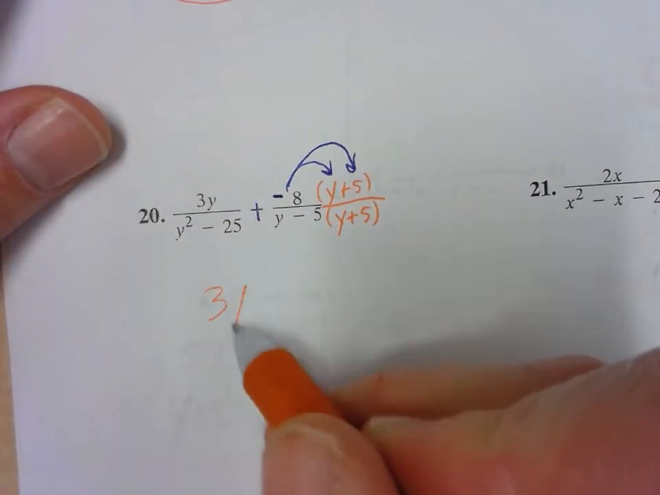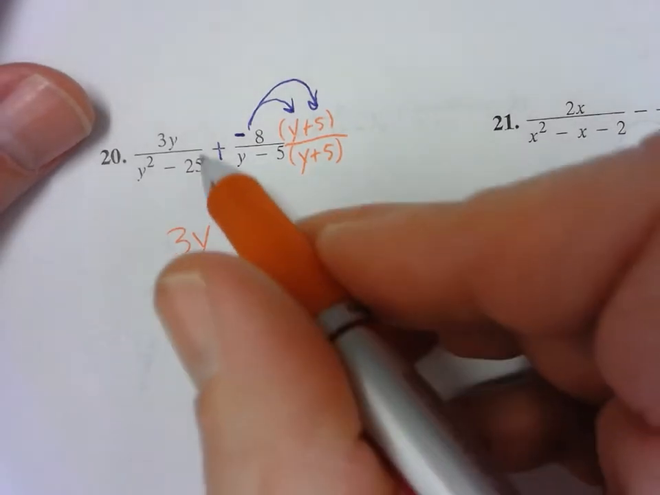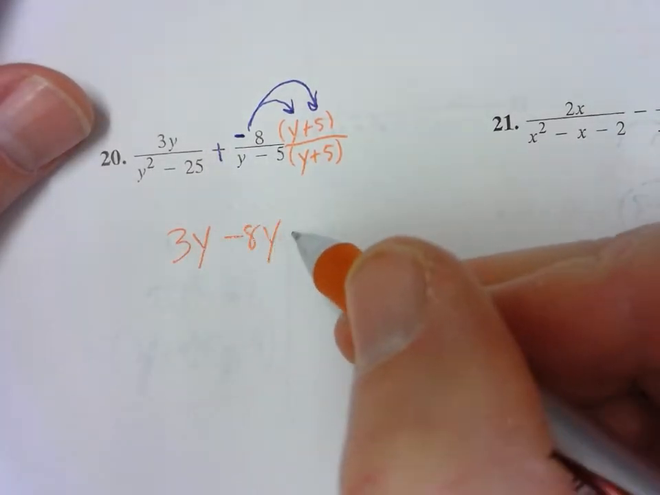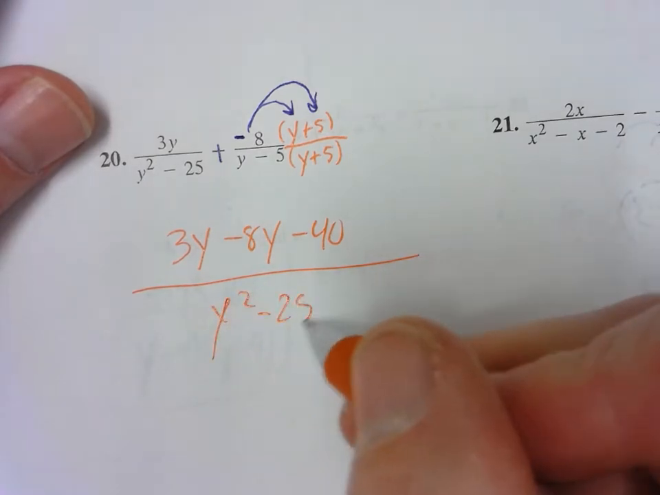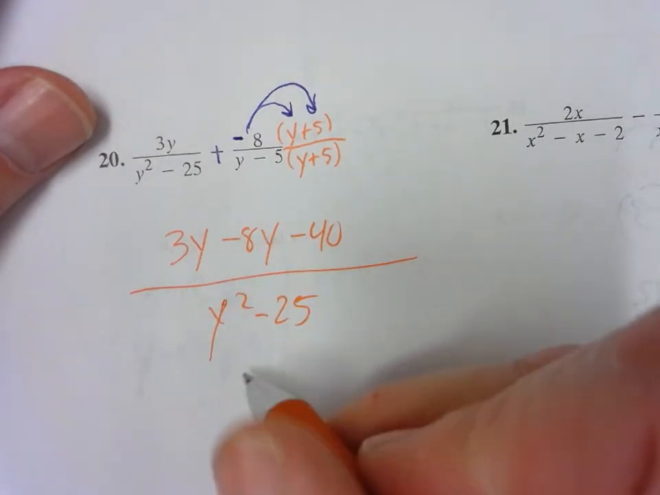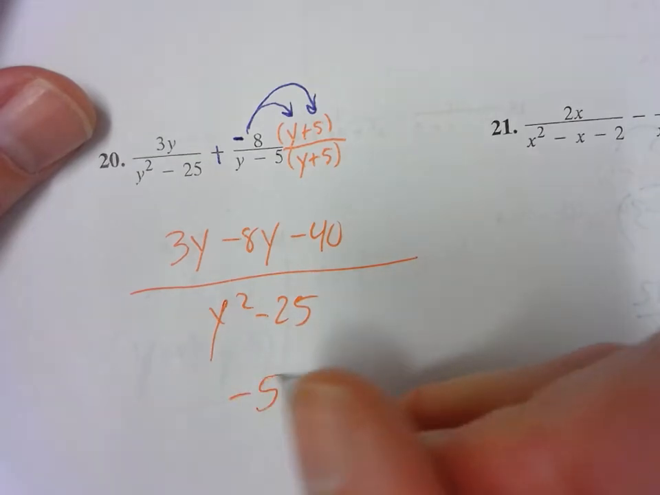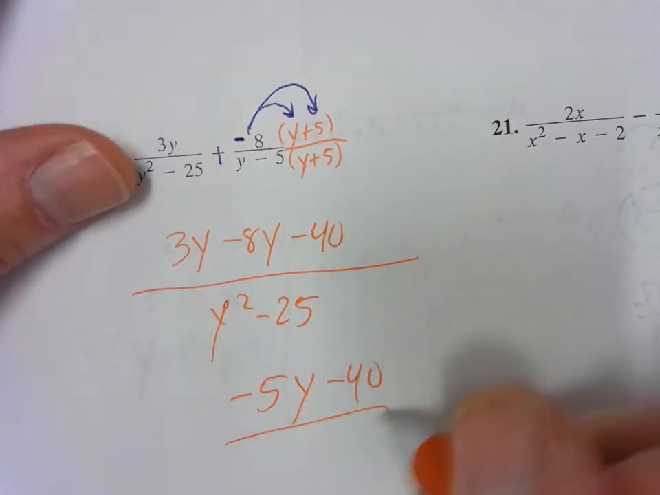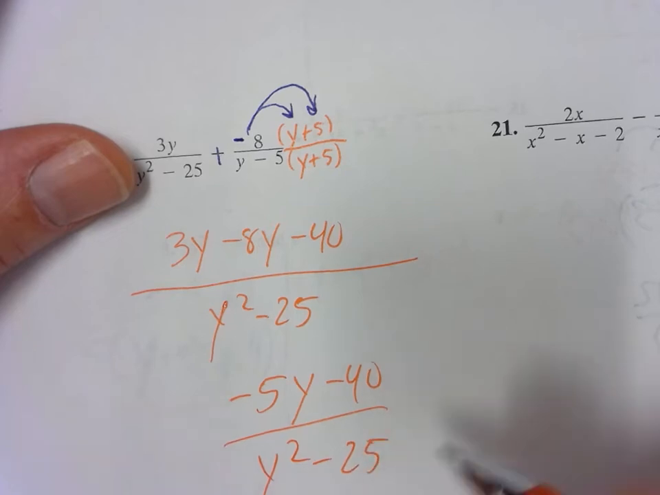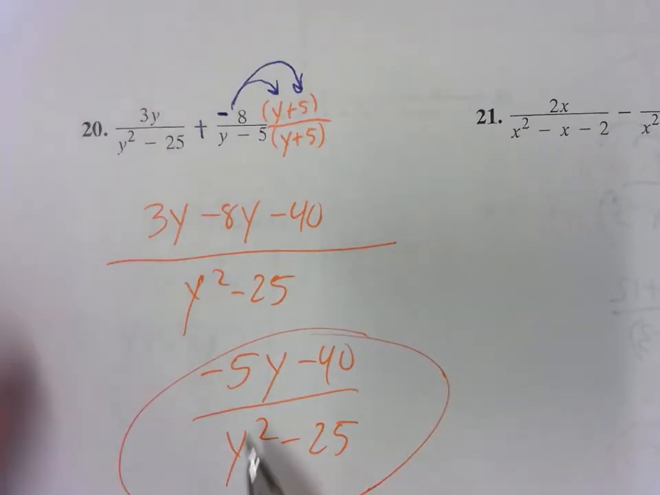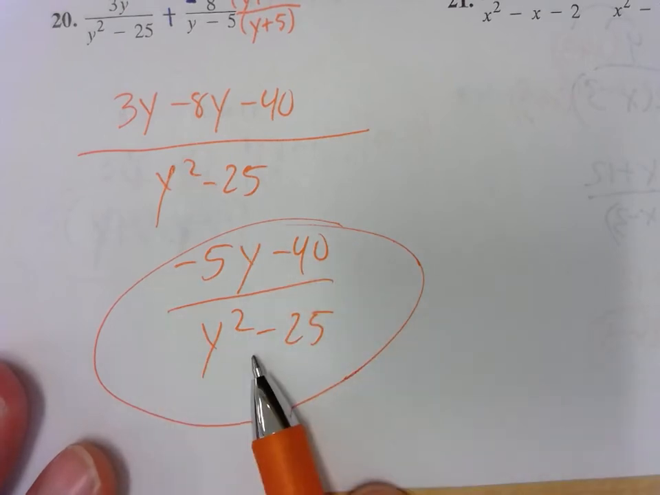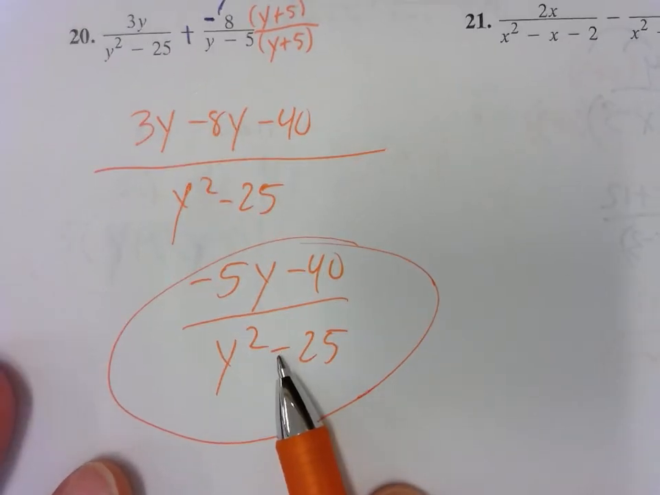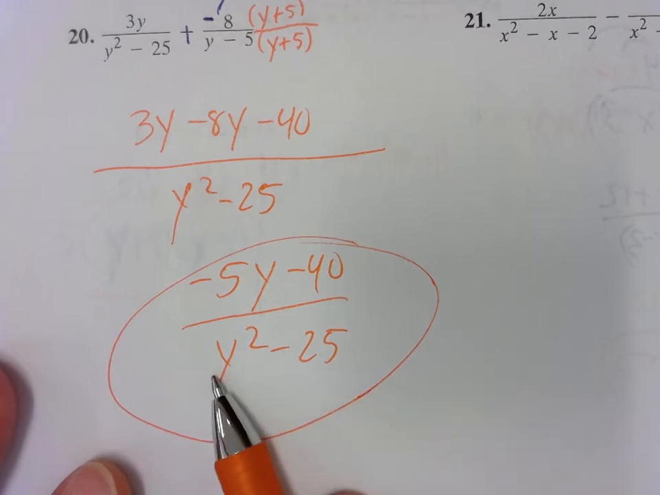So it's 3y minus 8y minus 40 over y squared minus 25. Those go together for like terms: negative 5y minus 40 over y squared minus 25. Now it seems like that's a multiple of 5, that's a multiple of 5, that's a multiple of 5. You could multiply everything by 5, but no go, because it has to have a factor of 5 in that one there.